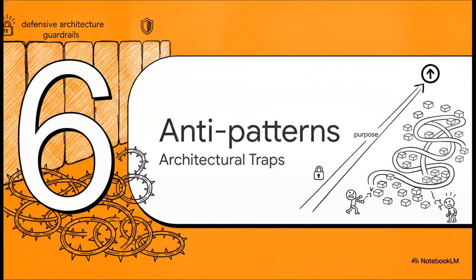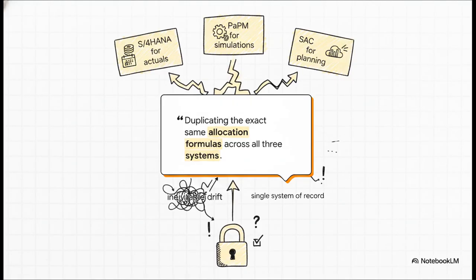Finally, we arrive at Section 6, anti-patterns and the architectural traps you need to avoid. To really lock this clarity in, we need some defensive guardrails. Let's expose some common traps organizations fall into when they just let features dictate their design. Here's a classic one: duplicating the exact same overhead allocation logic across S/4HANA, PAPM, and SAC. If you do this, your results will inevitably drift over time. You have to aggressively assign a single system of record for every calculation rule.